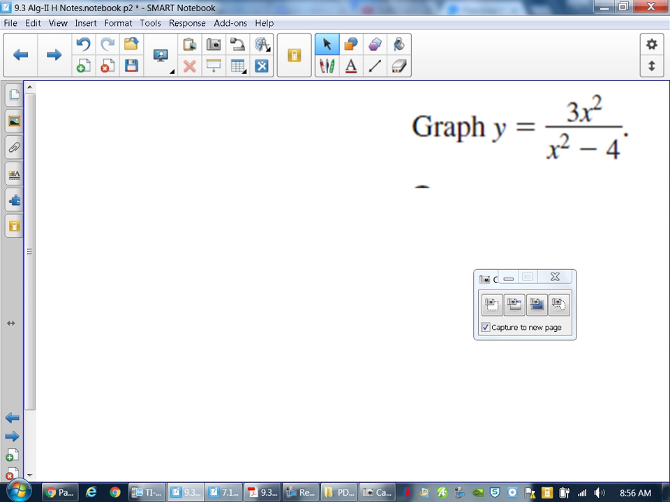The very first thing we're always going to check for is our x-intercepts. We find our x-intercepts by locating the zeros of the numerator. You've got a 50-50 chance. So our x-intercepts will be at 3x squared equals 0. So my x-intercept is going to be at x equals 0. Are we okay with that?